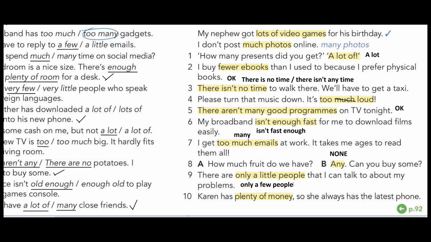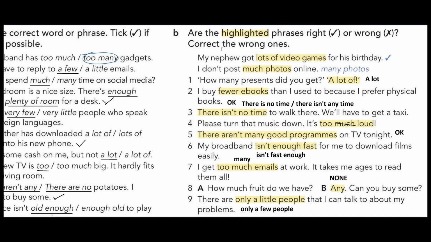1 person, 2 people, 3 people, use a few. And Karen has plenty of money, so she always has the latest phone. It's completely okay, and I'm happy for Karen. Okay, now let's read the answer keys.